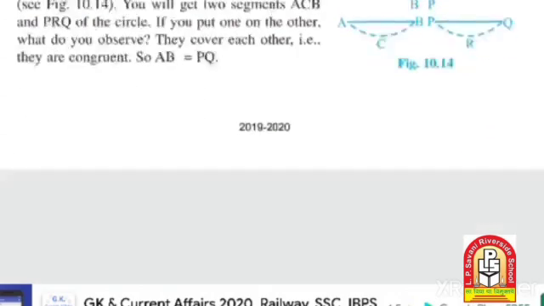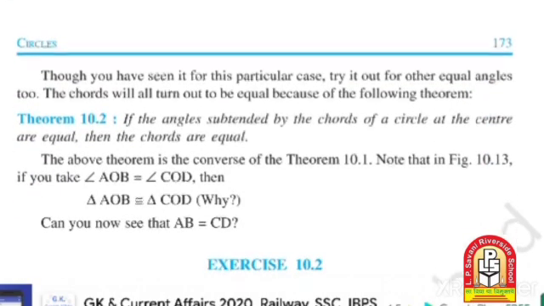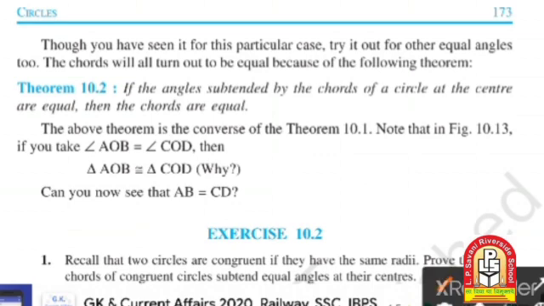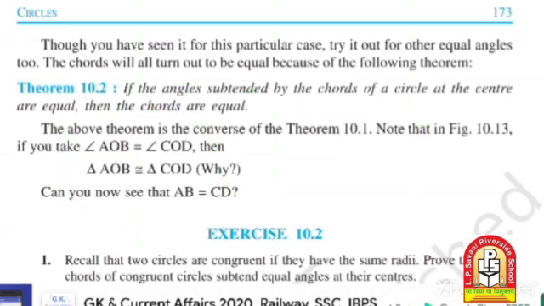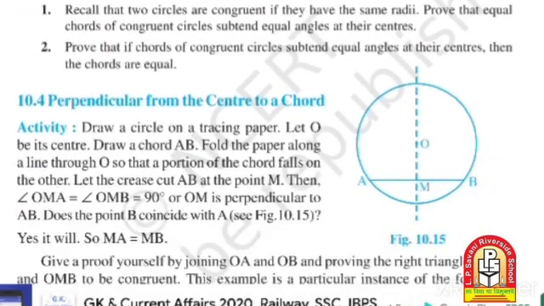Okay, so then after, if the angles subtended by the chords of a circle at the center are equal, then the chords are equal. So here the angles at the center are equal and the chords are equal. So here angle AOB is equal to angle COD and triangle AOB is congruent to triangle COD.